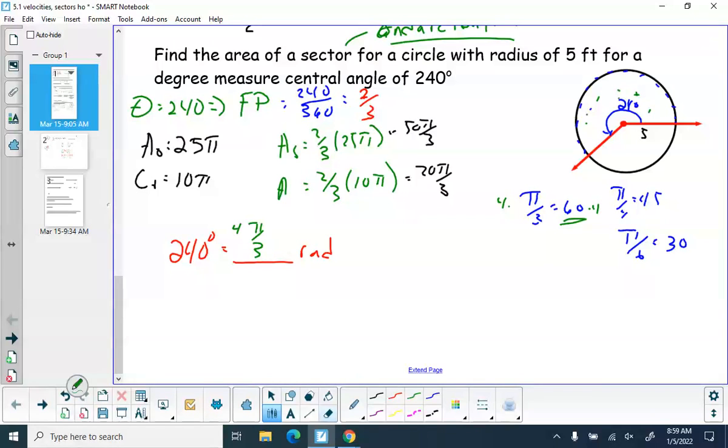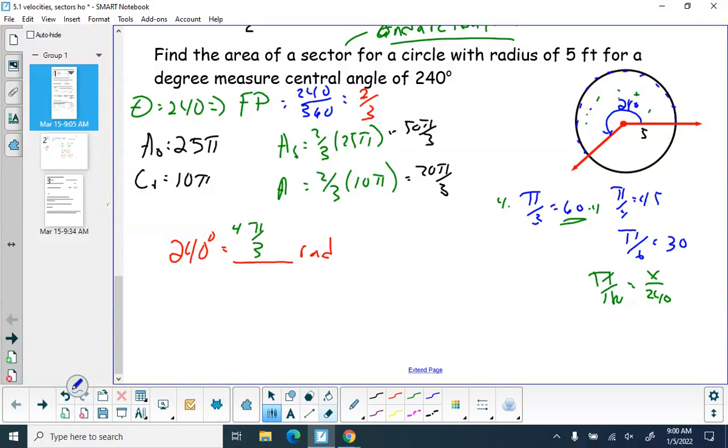4 pi over 3. Or if I go pi over 180 is equal to x over 240. I have 240 over 180. I can put it into my calculator. 240 divided by 180. Hit your math button. Hit enter. You get 4/3. So my number of radians is 4 pi over 3.